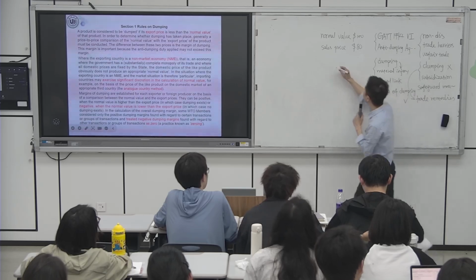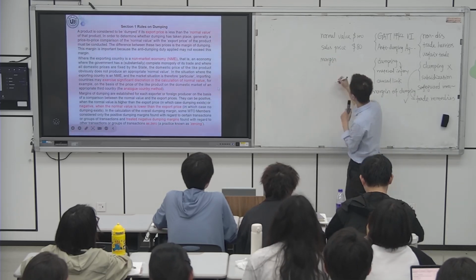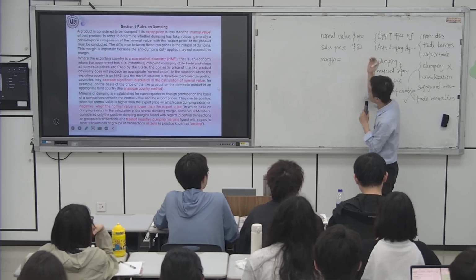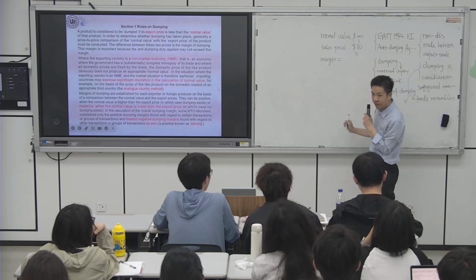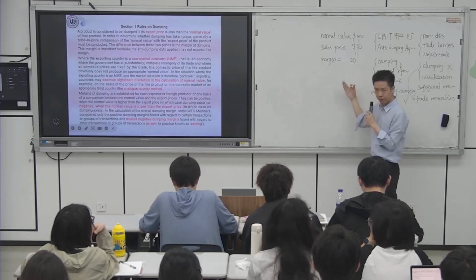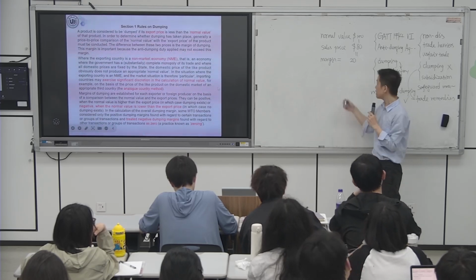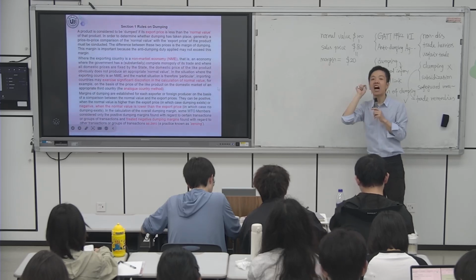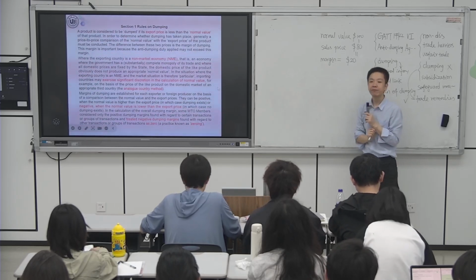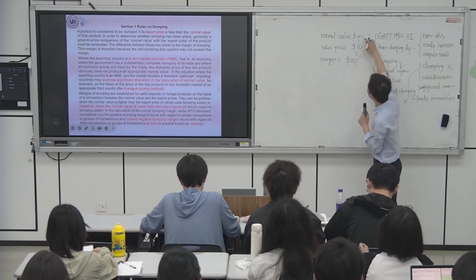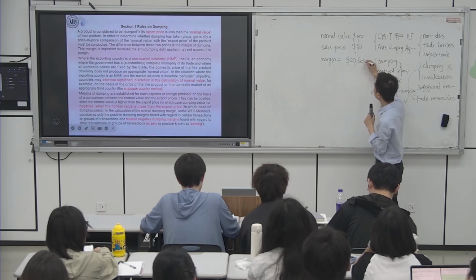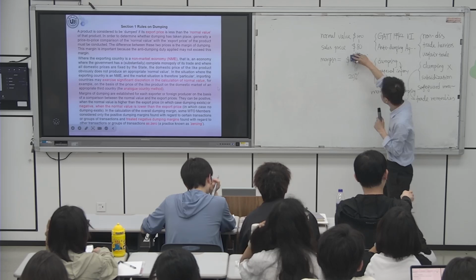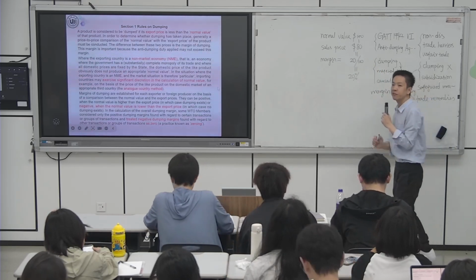The margin of dumping would be $100 minus $80 equals $20. Is it correct? $20? No. The margin is a percentage. So it would be 20%. That is the margin of dumping, 20%.